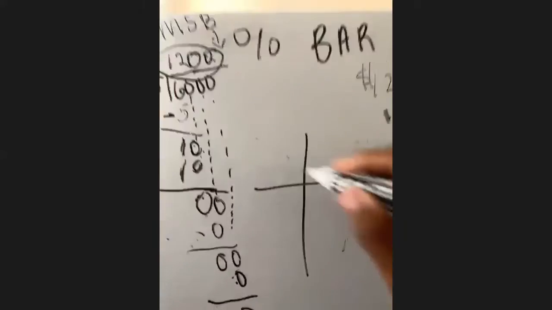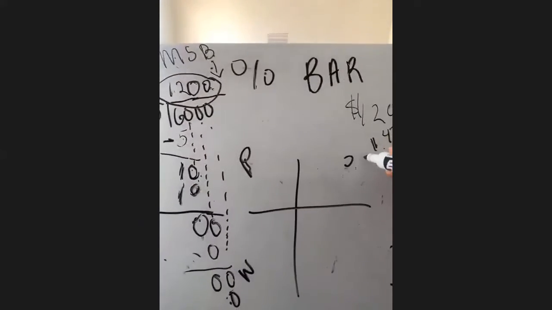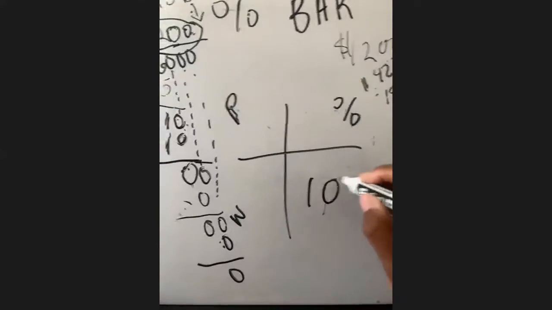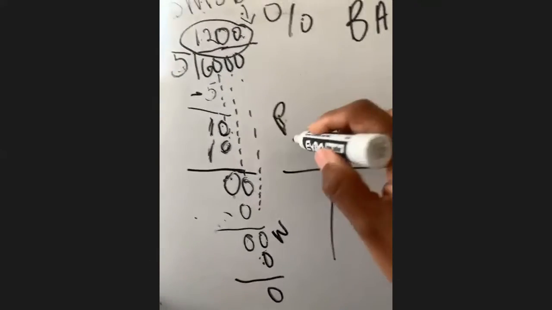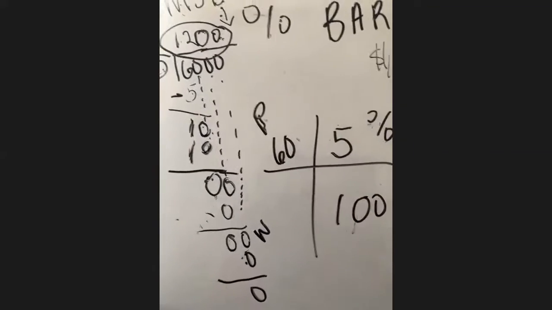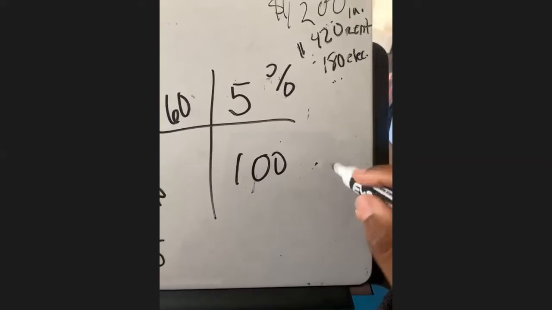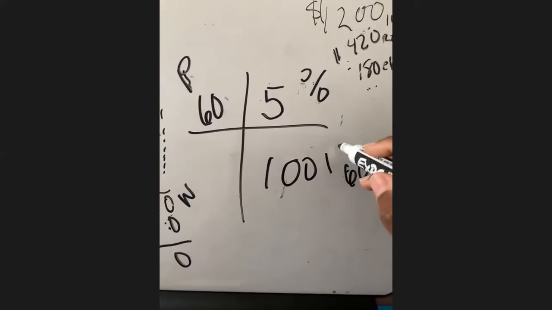Let's look at this. Remember, we had our part, we had our whole, we had our percent. And we had 100 right here at all times. It's 5%. And we had 60, right? And so we did the math over here. We did 60 times 100.